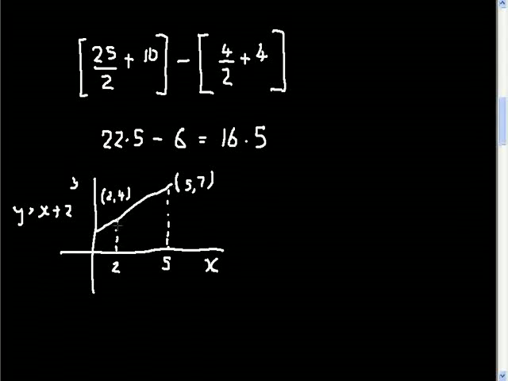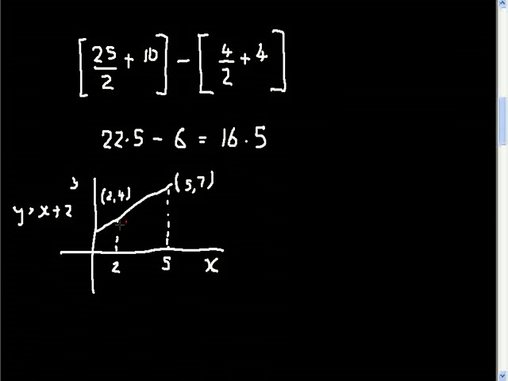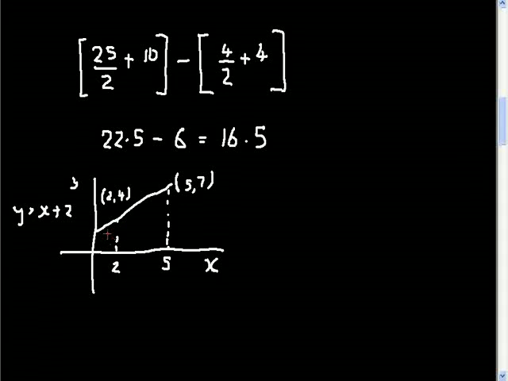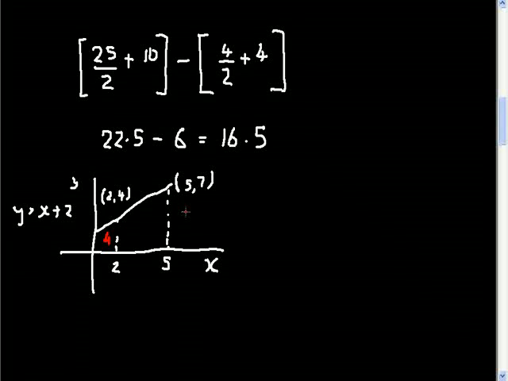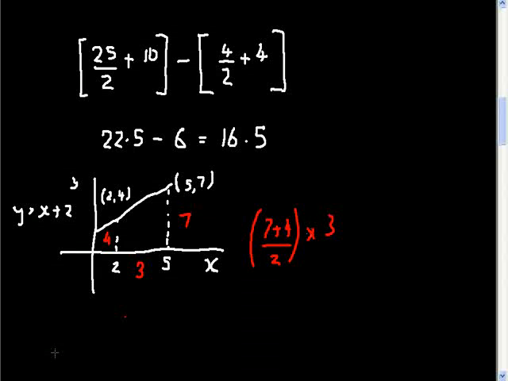We can see there's a trapezium here. This height, from 0 to 4 going up on the y-axis, is 4, and that's 7, and this length here is 3. So for the trapezium rule, you do 7 plus 4 divided by 2 times 3. That's how you work out the area of the trapezium.